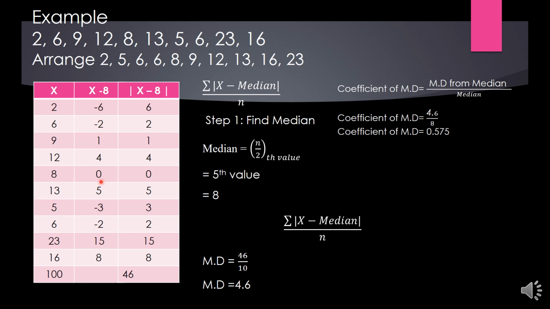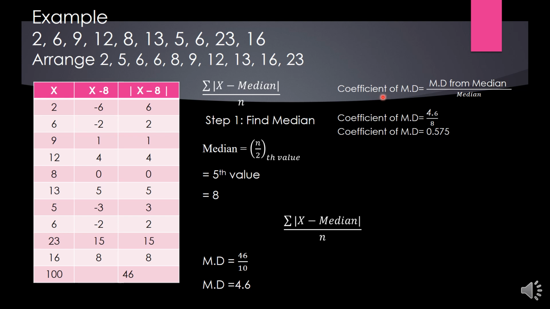Once you have calculated this, the next step is to find the absolute values of this term. For the absolute values, all the negative values are just converted into positive values, and then you sum them. After summation, we put it into the formula: summation of absolute x minus median is equal to 46, divided by 10, which is the number of observations. So calculate it and the mean deviation from median is 4.6.